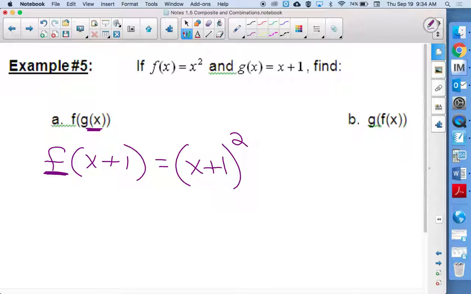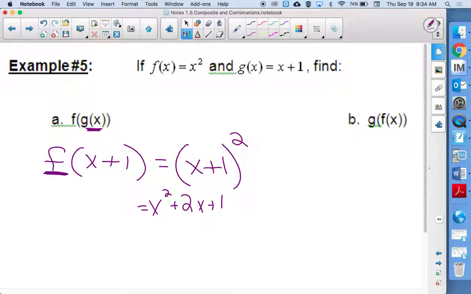Josh, what is x plus 1 squared? X squared plus 2x plus 1. Yeah. So it's a composite of both functions combined together. So it's the g function that was in the middle applied to the outside function. So the other one is pretty much the opposite.